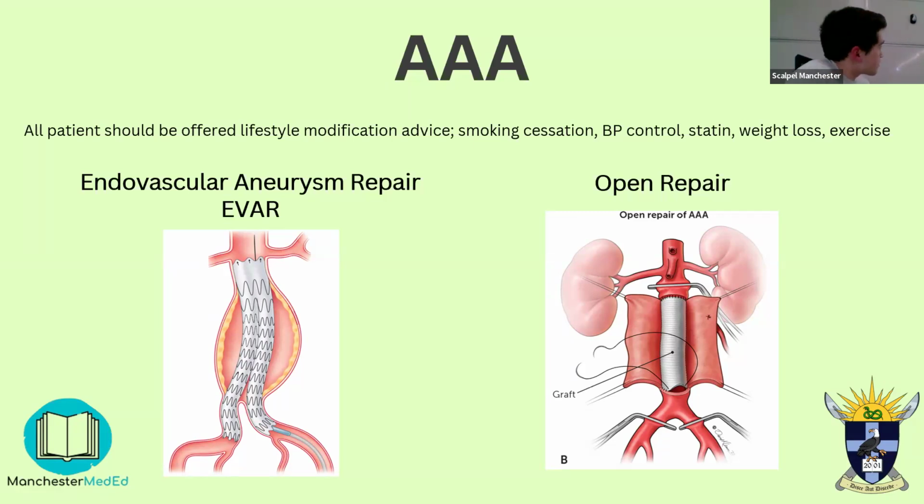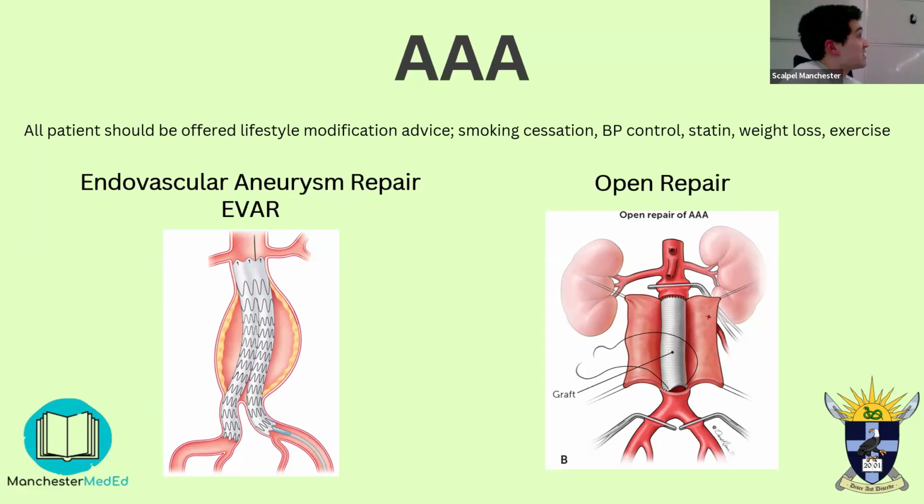EVAR tends to be preferred in elderly patients because it's endovascular, you just go through the groin. So it's minimally invasive, very short hospital stay. You're not going all the way through someone's abdomen. So your frail patients will tend to get this. Short-term outcomes are basically exactly the same between EVAR and open. So if you don't have to do a big open operation, why would you do a big open operation?